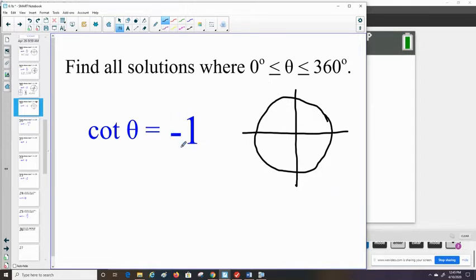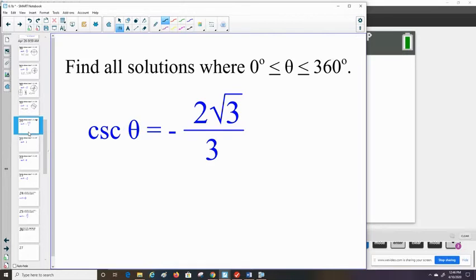If the cotangent value is -1, then the tangent value is -1, which means sine and cosine have the same size. One's positive, one's negative, but they must be the same size, which means we're looking at the 45, 45, 90 triangle in the second quadrant and in the fourth quadrant. So 45 degrees less than 180 is 135. And then 45 degrees less than 360 is 315. And there we go.